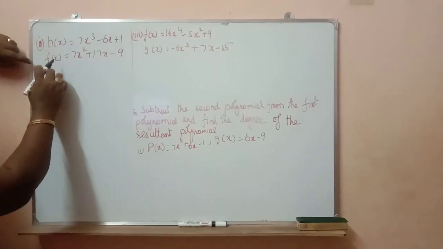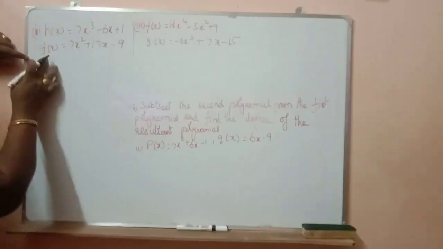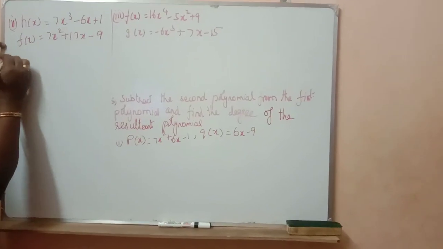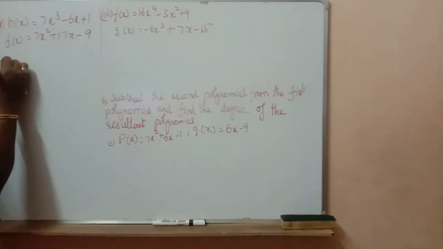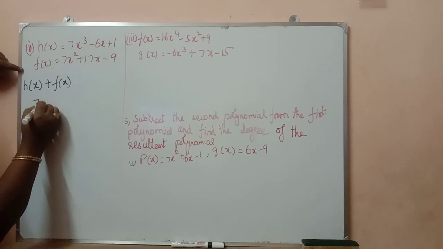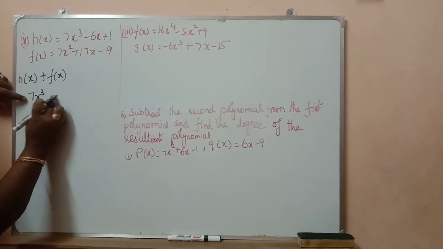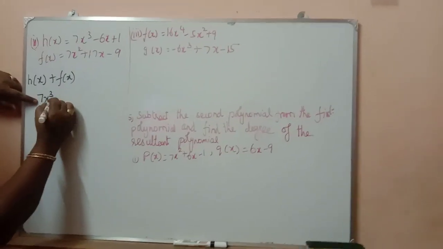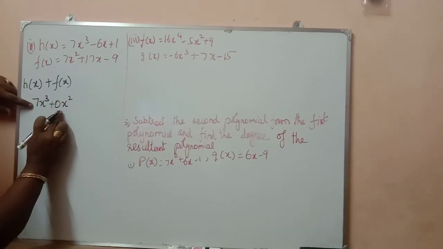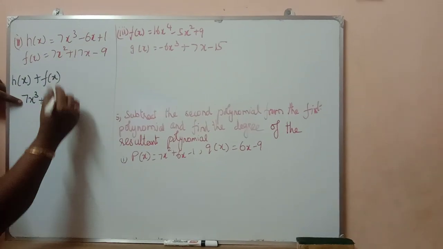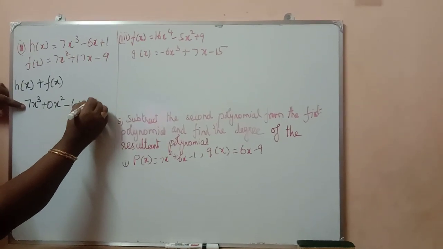So we have to add these two, h of x and f of x, whatever name they will give. Anyhow, we have considered two polynomials. So we are going to add h of x plus f of x. So 7x cubed, the greatest power is 3, in standard form. Another power 2 is not there, so write 0x square. Then minus 6x, then constant plus 1.